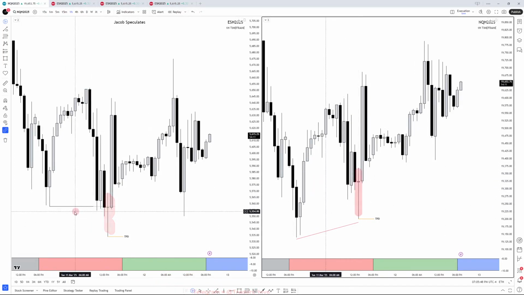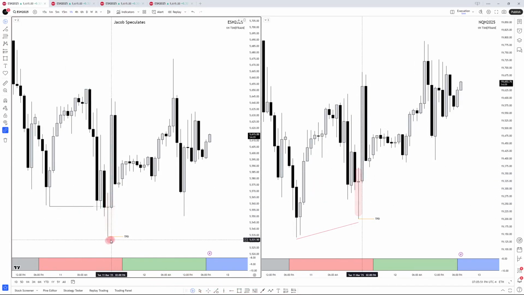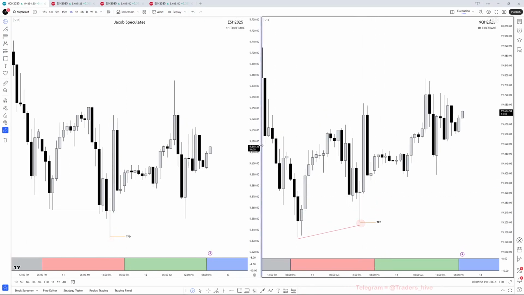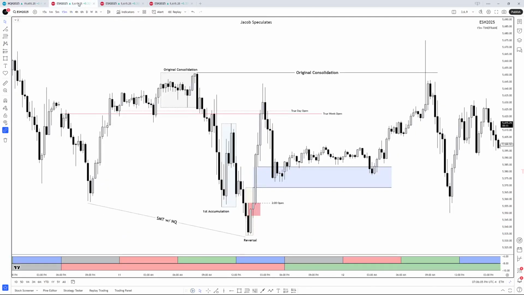Now, why did this TPD work? Why, even though there was no cracking correlation right here at the low, why did this work? Now, you better brace yourself because you're about to look at a lot of things, so here we go from the hourly time frame to the 15-minute time frame.